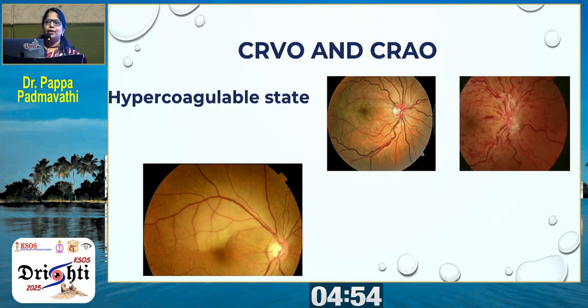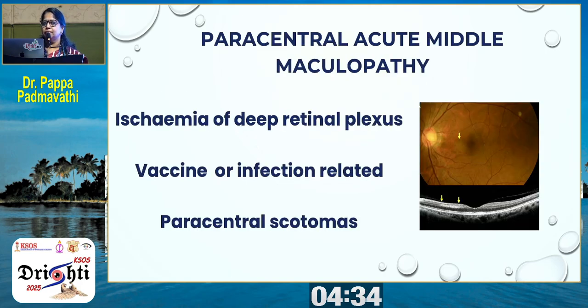Because of the hypercoagulability in COVID patients, the major vascular accidents are common like CRVO and CRAO. And even vaccinated individuals can have these kind of vascular accidents. So the third picture shows a supratemporal branch retinal artery occlusion. It is seen in a vaccinated person, not an infected person. Next is PAM, paracentral acute middle maculopathy.